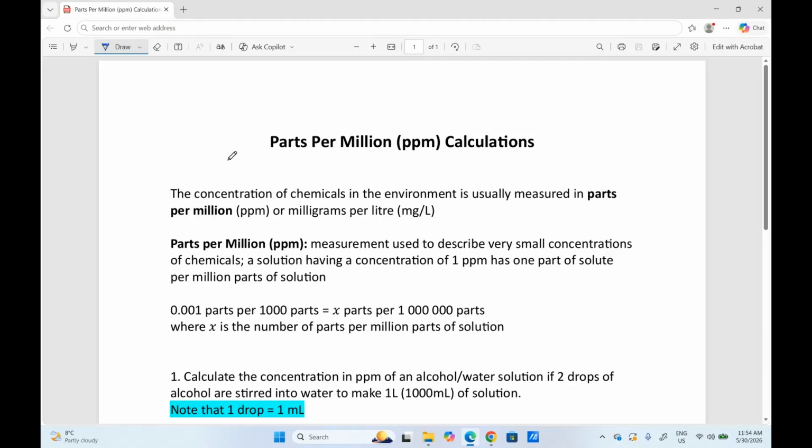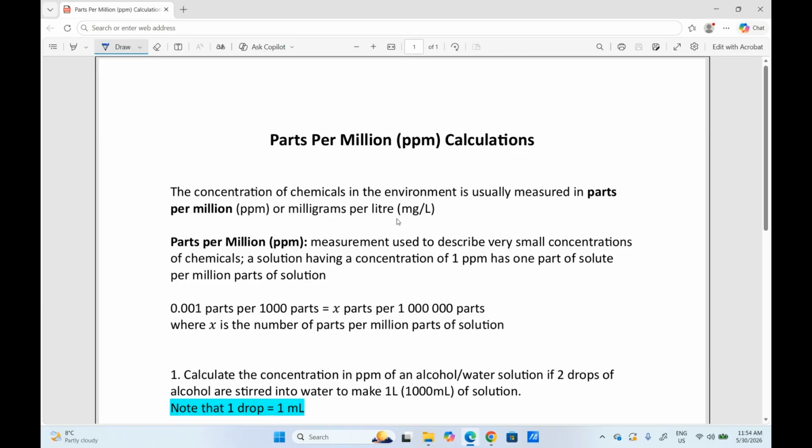Hi class, in this video we're going to be talking about parts per million and we're going to go over some calculations involving parts per million. So when we have concentrations of chemicals in the environment and the concentration is very small, we can usually represent it using milligrams per liter, or we use something called parts per million, which is represented with ppm here.